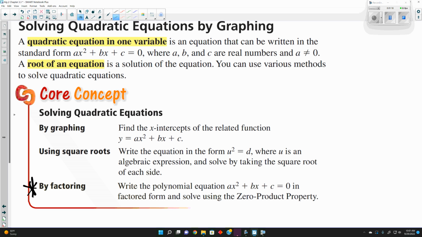Now, what we're looking at in 3.3 is solving it by graphing and using the square root method. These are the two we're going to be looking at in 3.3, so today and tomorrow. The first one is graphing. If we graph the function, we want to find the x-intercepts. The x-intercepts are the values of x that make the function equal 0, because that's what we're really trying to find when we solve.